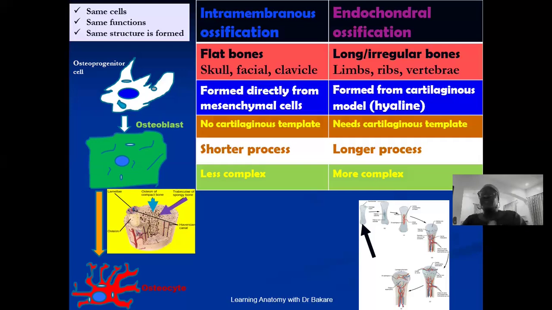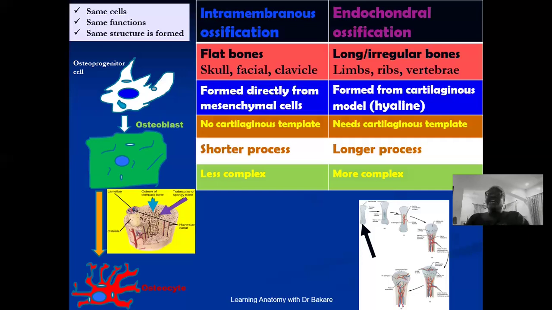If you also compare the processes that are involved, intramembranous ossification is shorter because it is formed directly from mesenchymal cells that will be transformed into the osteoprogenitor cell, which will later form the osteoblast, then the osteocyte. But if you go back to endochondral ossification, there is an initial template that is created, which will also take a process. So if you compare the process of forming the cartilaginous model to where it will finally be transformed into bone, it takes a longer process. So the endochondral ossification takes a longer process than the intramembranous ossification.